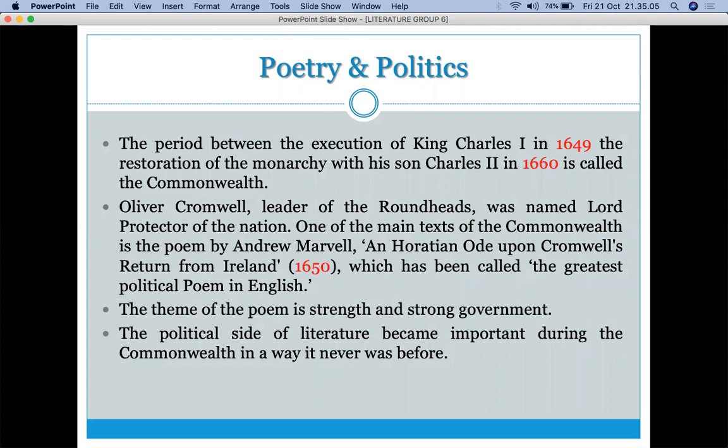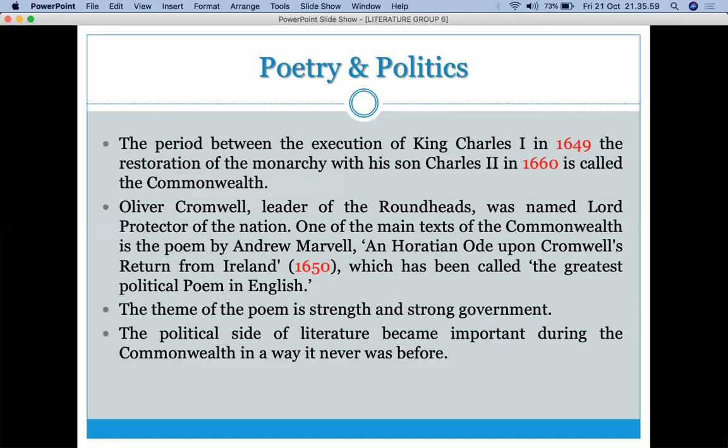Poetry and politics. The period between the execution of King Charles I in 1649 and the restoration of the monarchy with his son Charles II in 1660 is called the Commonwealth. Oliver Cromwell, leader of the Roundheads, was named Lord Protector of the nation. One of the main texts of the Commonwealth is the poem by Andrew Marvell, Horatian Ode upon Cromwell's Return from Ireland, 1650, which has been called the greatest political poem in English. The theme of the poem is strength and strong government.